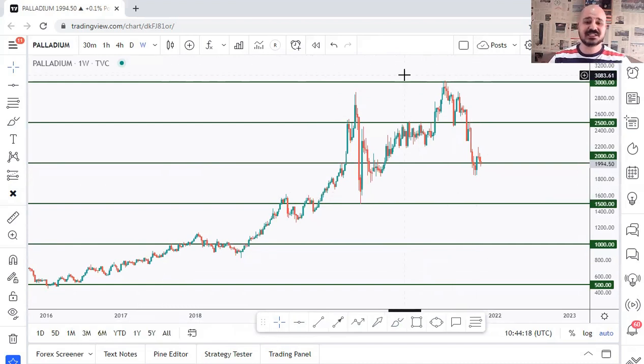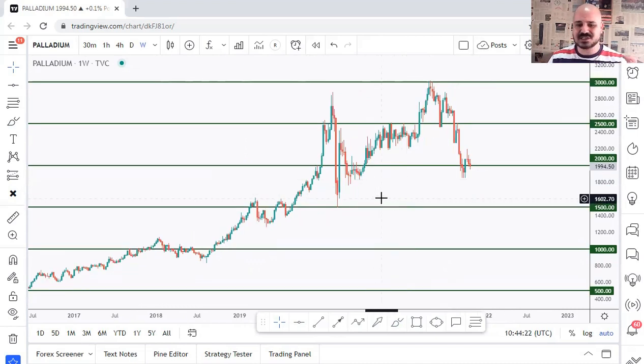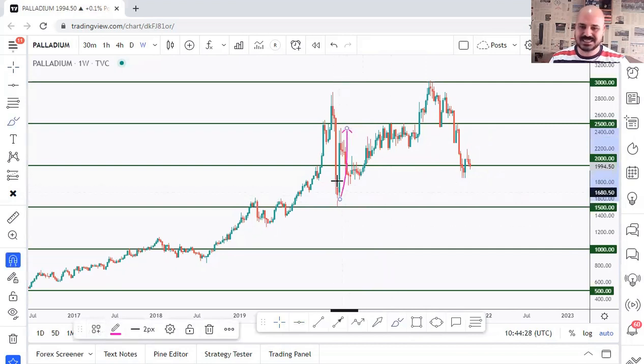Now, next step, let's go for supply and demand zones. Well, I can't really see quite strong supply and demand zones. We had previously a demand zone here, an aggressive movement upward, but it got filled.